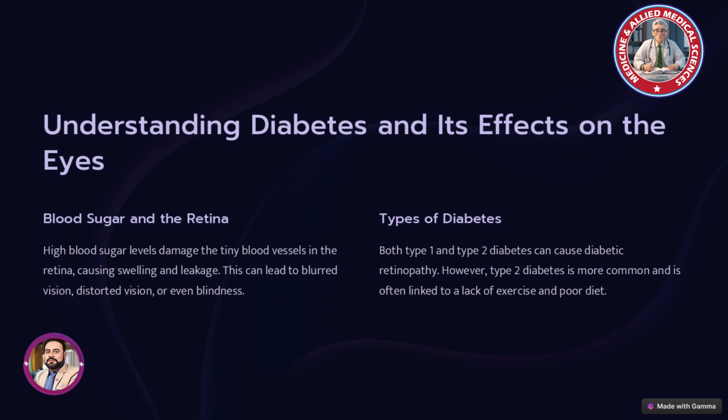Due to the long duration of the disease and the need for insulin management from a young age, individuals with type 1 diabetes are at a high risk of developing diabetic retinopathy and other ocular complications.